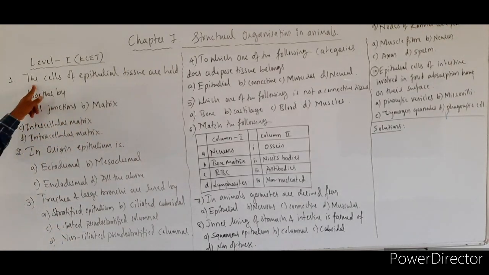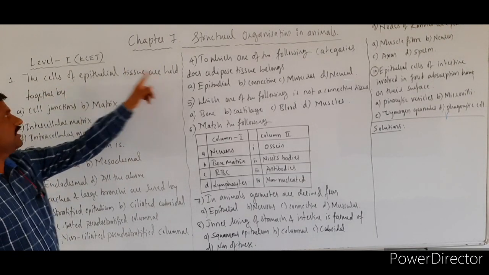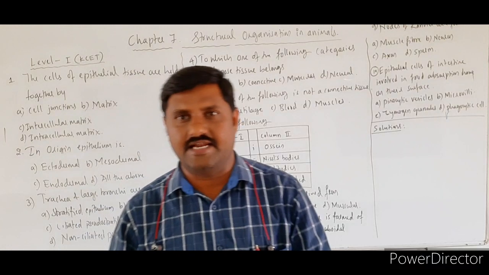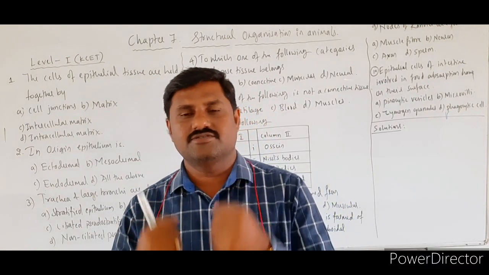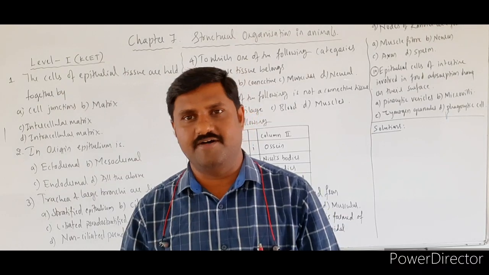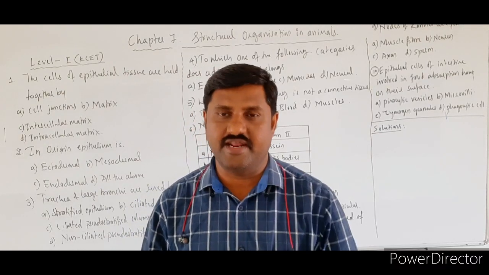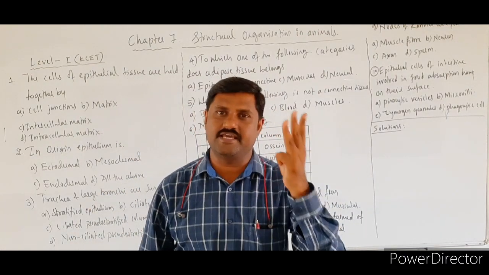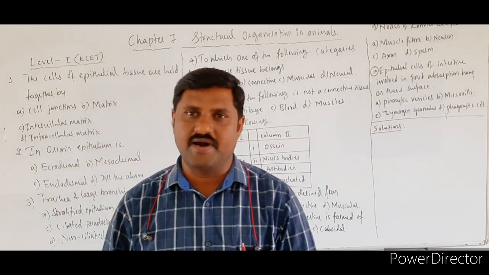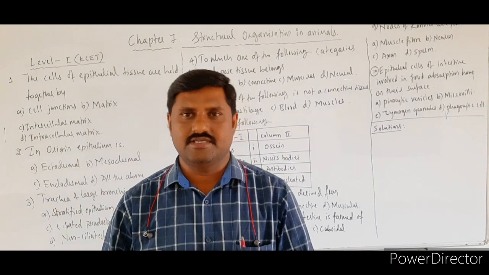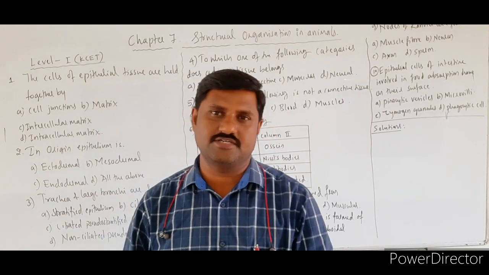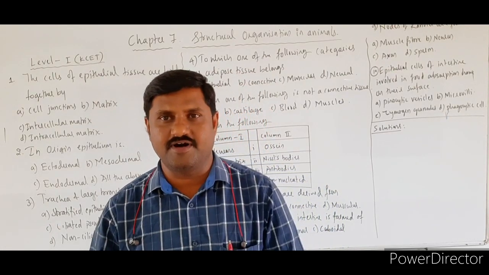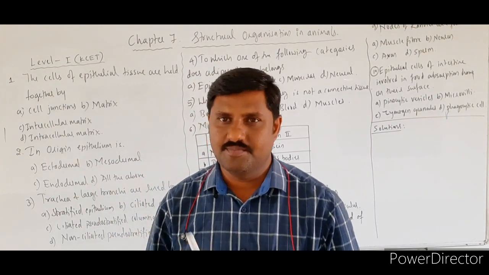The first question is: the cells of the epithelial tissue are held together by? Epithelial tissue has epithelial cells, and the cells are held together with the help of specialized membranous proteins called cell junctions. Those junctions are of three kinds, as I already mentioned in the theory part: tight junction, adhering junction, and gap junction. That's why cells in the epithelial tissue are held with the help of cellular junctions, not other materials.